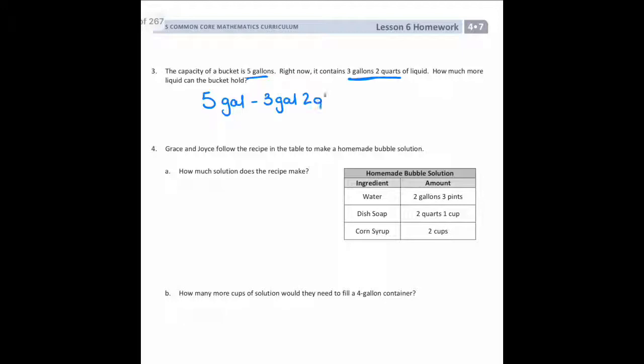Well, I can't subtract quarts where I don't have quarts, so I'm going to rewrite 5 gallons. I'm not going to subtract the gallons first. I'm going to rewrite 5 gallons as 4 gallons and 4 quarts, because 4 quarts is the same as that extra gallon, so that way it's easier to subtract. I'm just renaming it.